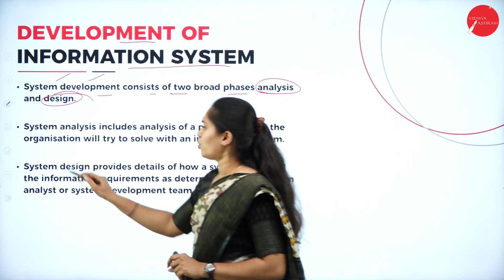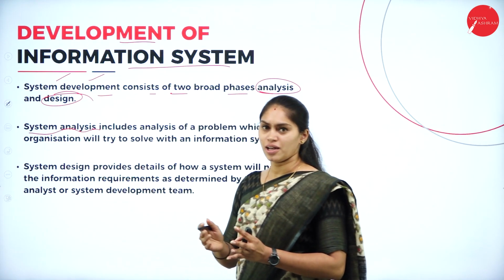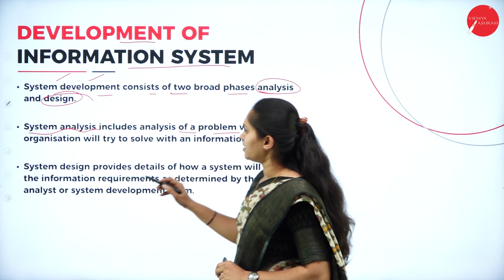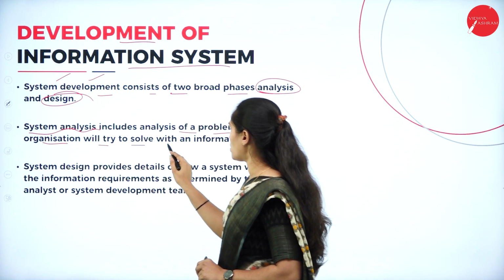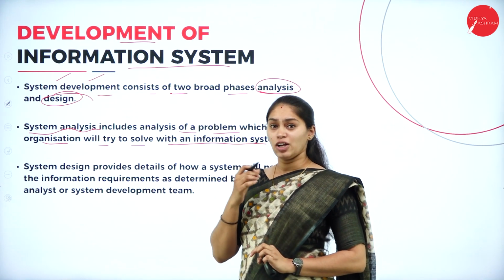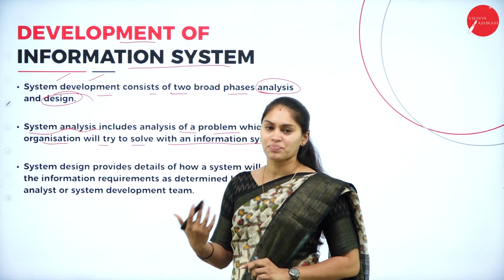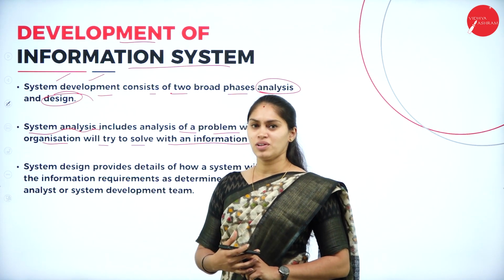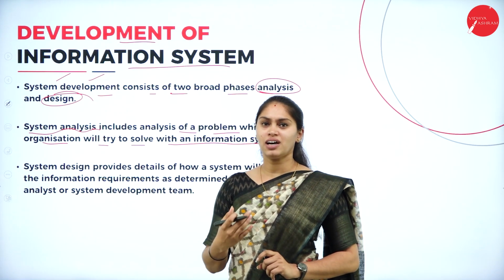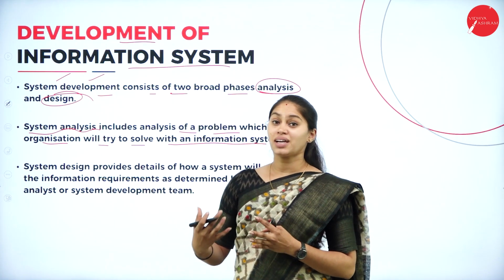So now we'll see what this system analysis is all about. It will include analysis of a problem which the organization will try to solve with an information system. I'm using some information system in order to analyze what the problem is. As we all know, we are going to use a computer system in order to minimize the efforts of human beings. It has to give the result in order to make the best decision.